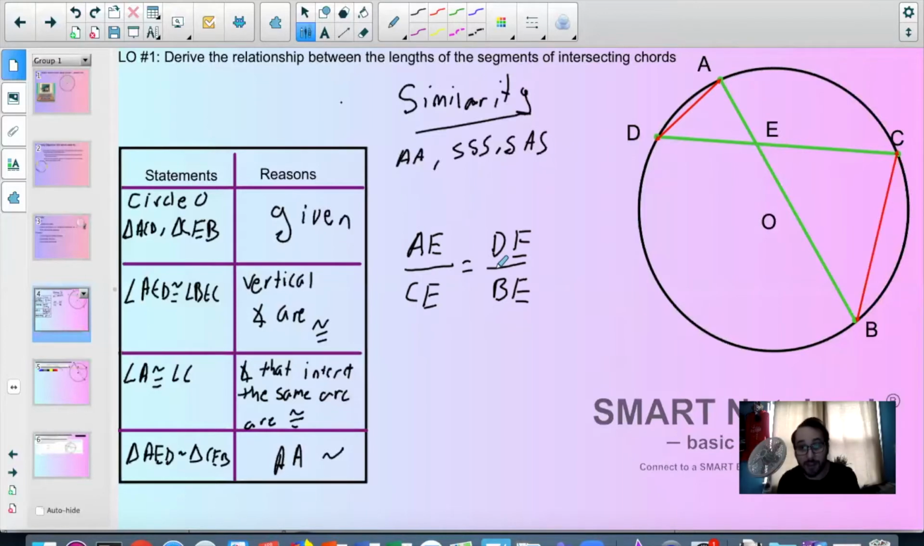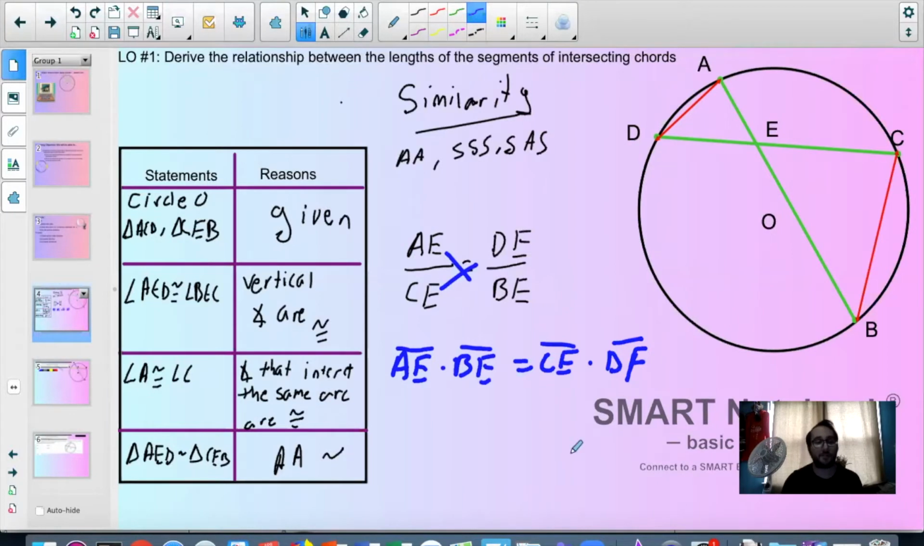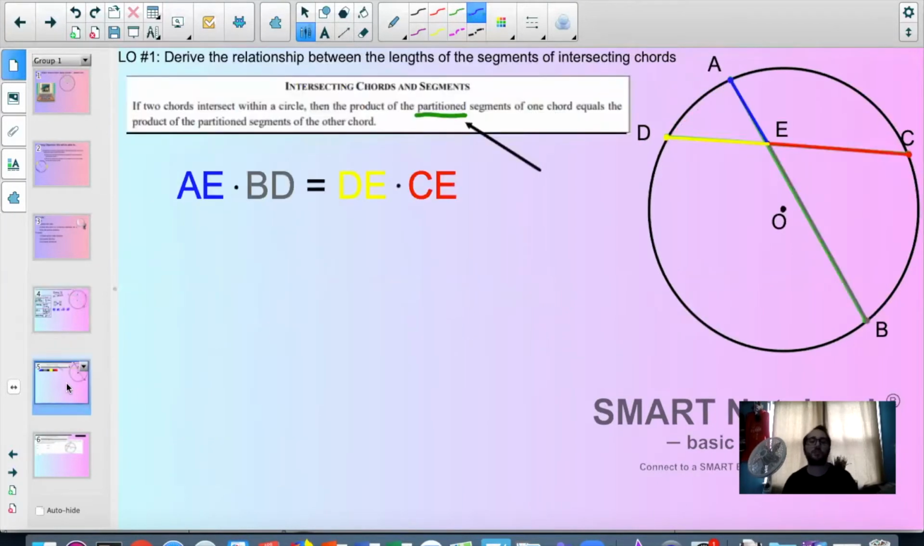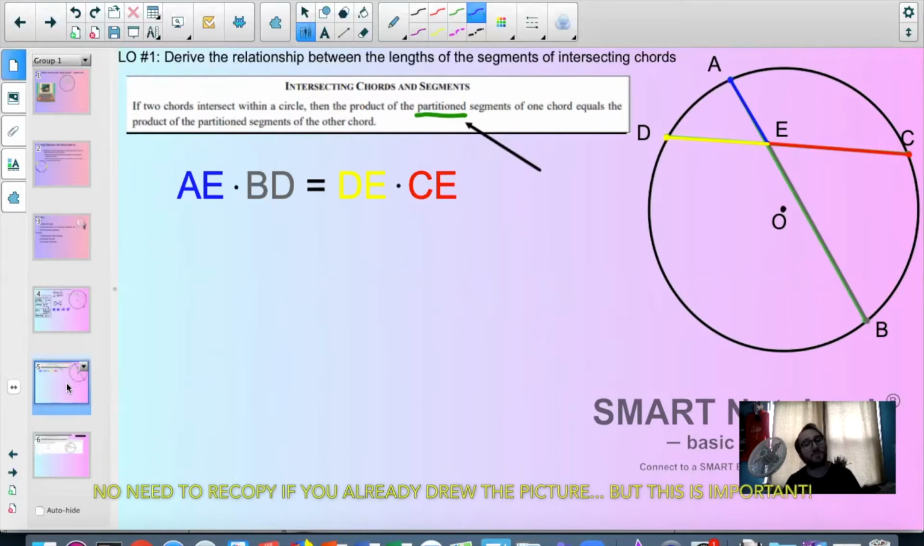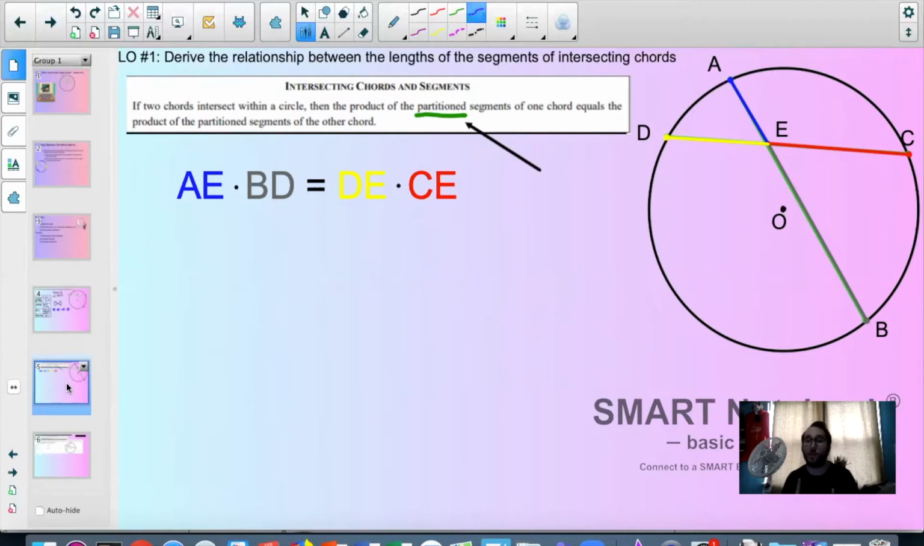I'm going to make it even easier. I know a lot of us are like, oh no, fractions. Well, there's something that we can do. We can manipulate this. We can actually cross multiply. So AE times BE is equal to CE times DE. So we actually just discovered a relationship. This relationship is about intersecting chords and segments. If two chords intersect within a circle, then the product of their partitioned segments of one chord equals the product of the partitioned segments in the other chord.